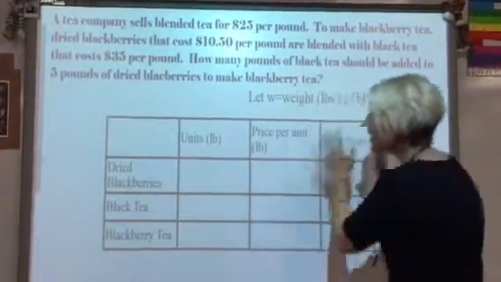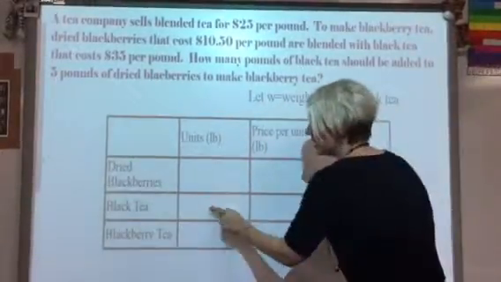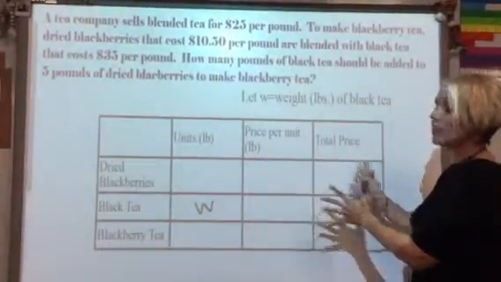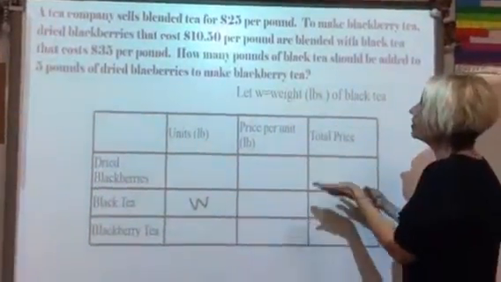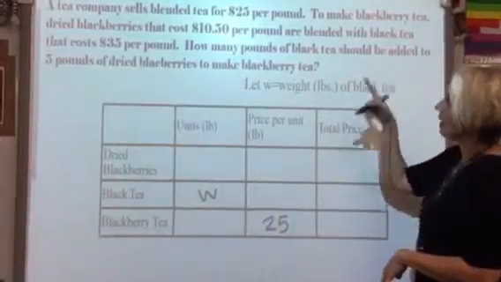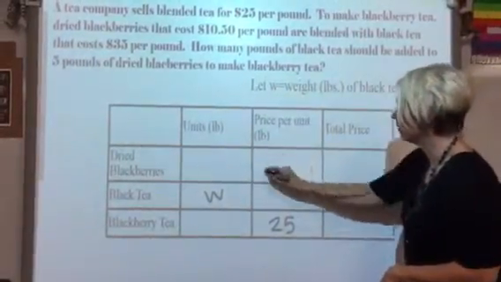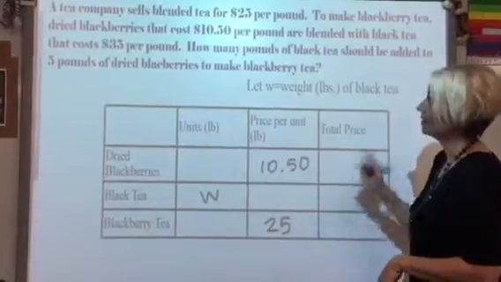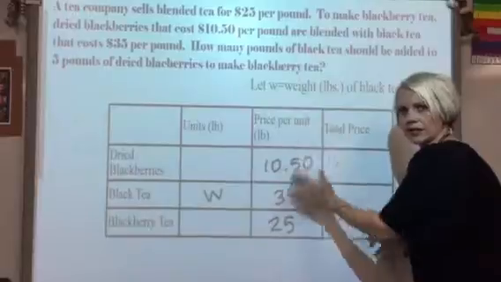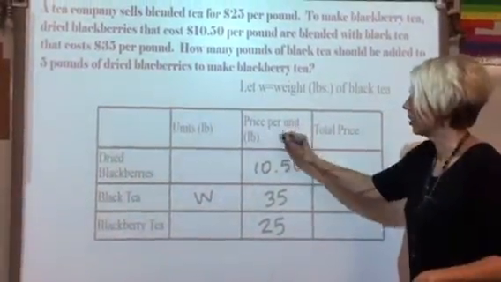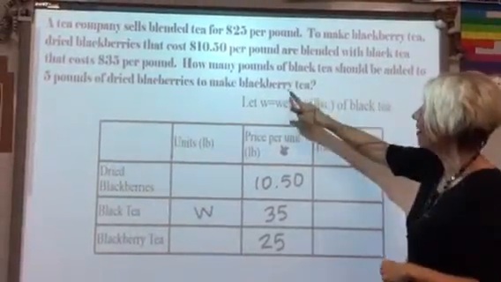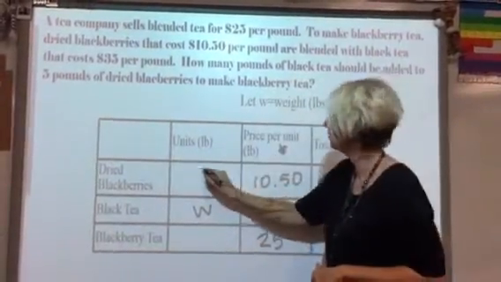So I'm going to go here to my table and I'm going to see black tea pounds and I'm going to put a W. Okay? Now, let's fill in what else we know from the problem. We know that the blended is $25 per pound. We know that the dried blackberries are $10.50 per pound. And we know that the black tea is $35 per pound. And I don't worry about units here. I just have the numbers there because I can put the dollars up here and I don't have to worry about that. Now, I know I want to have 5 pounds of dried blackberries.